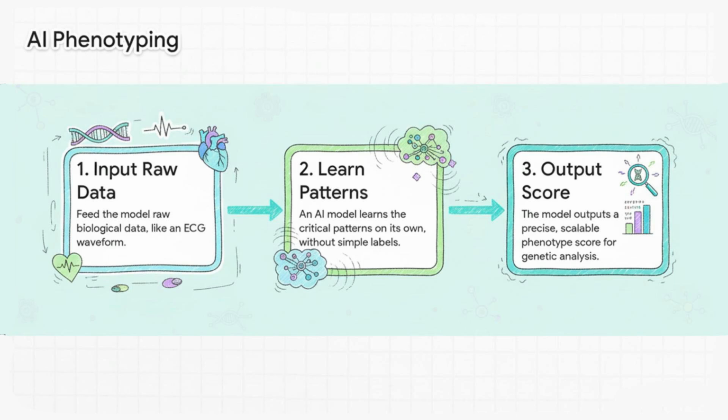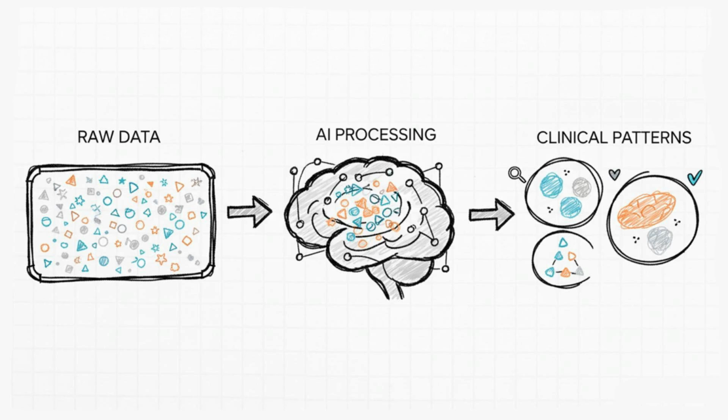Instead of those clunky yes or no labels, we can just feed the AI the raw data itself, like here's a detailed scan of an optic nerve or a lung function curve. The model then learns all the important patterns on its own and spits out this super precise, scalable score. So now you get a much richer picture, and you can do it automatically for millions of people. Problem solved. But okay, what if we could take it even one step further?